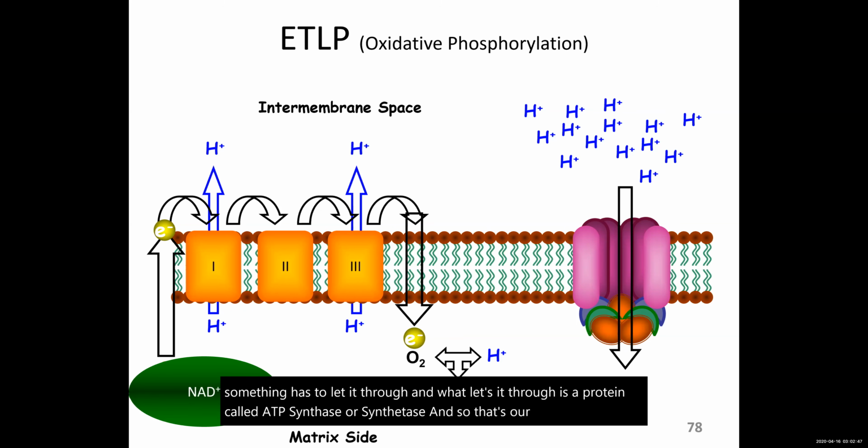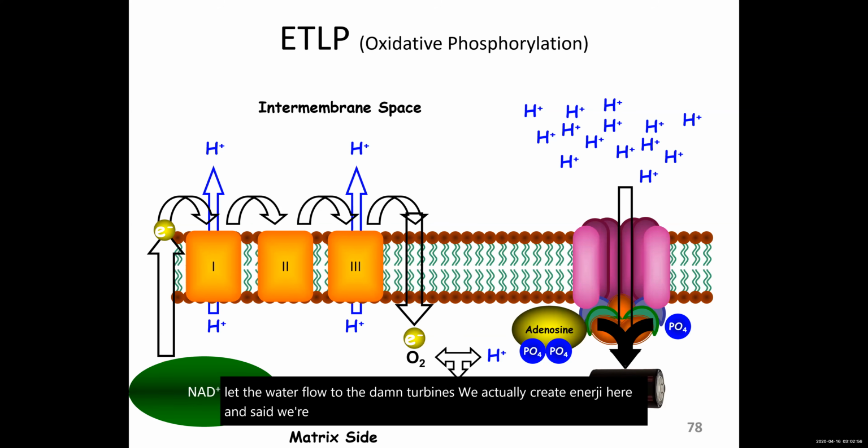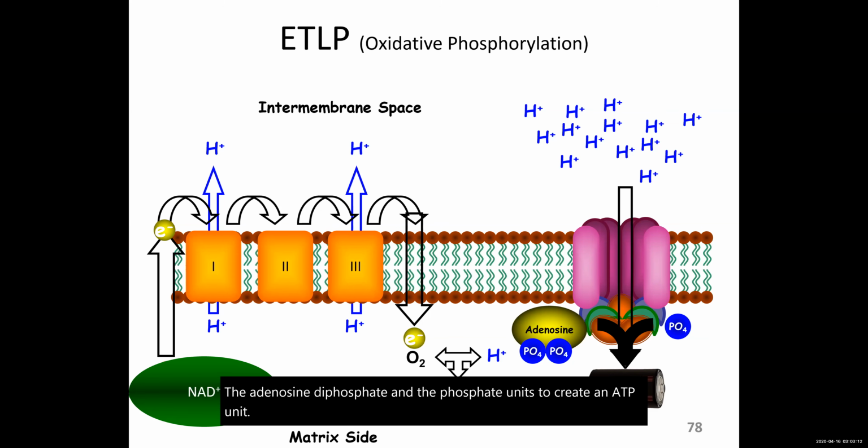So as we let the water flow through the dam, through these turbines, we actually create energy. Here, instead, we're creating molecules of ATP. So as that gradient gets created, some of those hydrogens pass through, 2 to 3 of them at a time, and we use that to power the adenosine diphosphate and the phosphate units to create an ATP unit. In other words, we're creating energy just like if a dam would allow water to pass through, except that here we're using hydrogen ions to do the same thing.